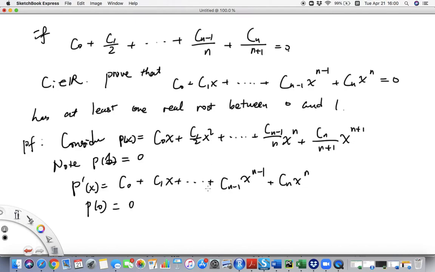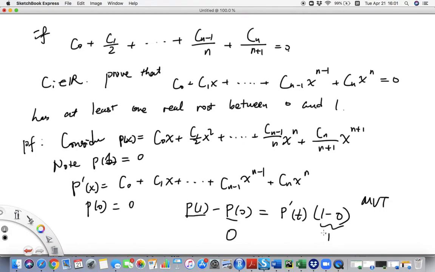So what do we have over here? p of 1 minus p of 0 is equal to p prime of, say, t times 1 minus 0, right? That's the mean value theorem. So this is equal to 0, this is equal to 0, so this is 0. This is 1, so this has to be 0, right? So by the mean value theorem, this t is between 0 and 1. So there must be some t such that this is equal to 0.